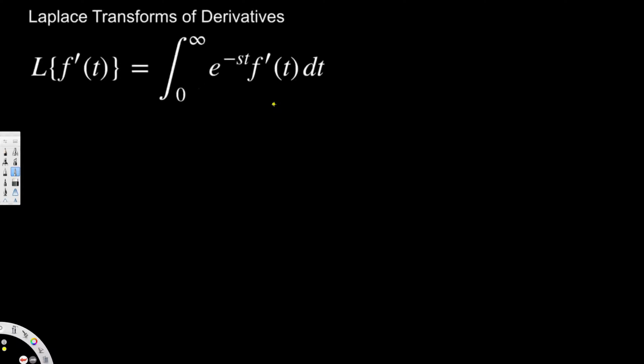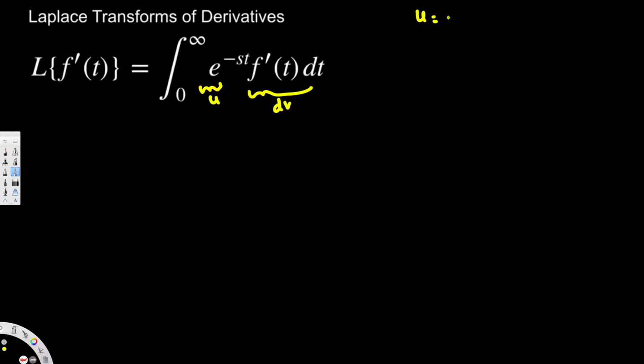Now here we are going to do integration by parts. This is going to be our u value, and this is going to be our dv value. The reason is that if you look at f prime of t and integrate it, you will get a function back, like f of t. So we can do the integration by parts. Let's write our u, du, v, and dv.